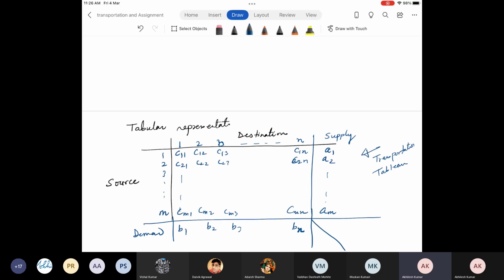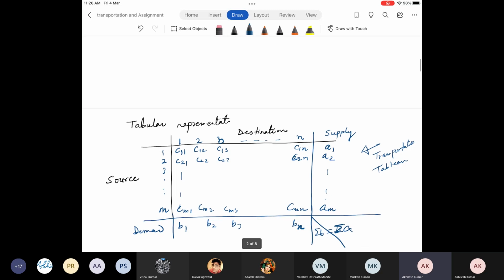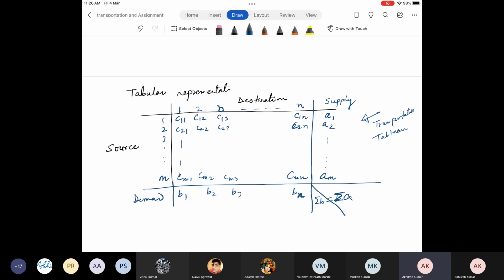And we have to ensure that summation B equals summation A. When it is not true, I will tell you how to deal with this. But if we want to solve this problem in the table which I am showing, I have to ensure that total demand equals total supply. This is again called a balanced transportation problem. All the activities which we do in the balanced transportation problem are only true when this is satisfied. And that is why we have a particular structure, which I will discuss shortly.